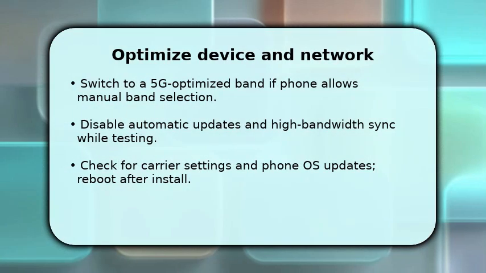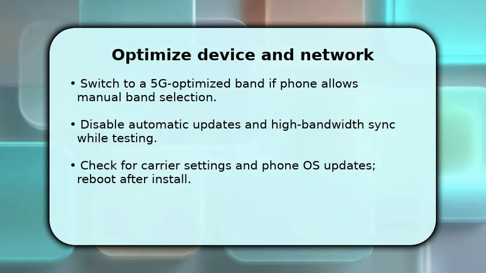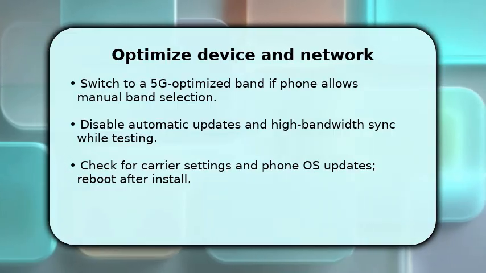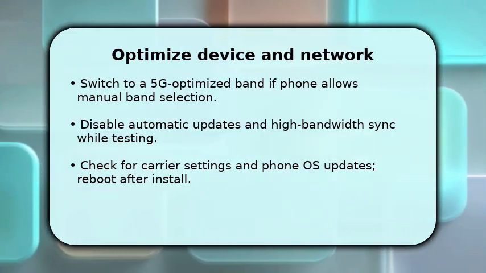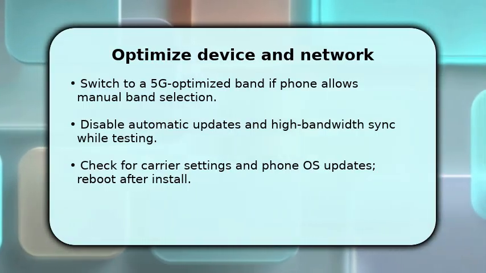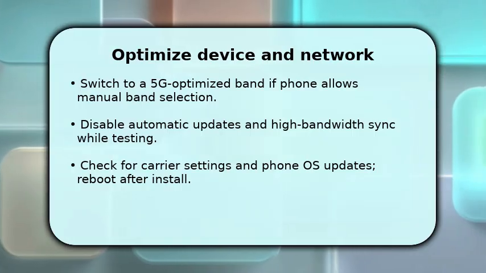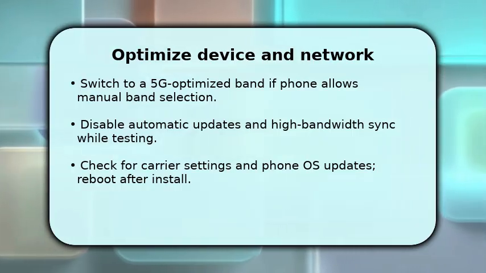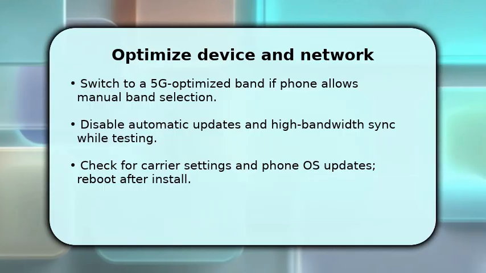Now optimize device and network settings. If your phone supports manual band selection, choose the 5G band used by Geo in your area. This reduces fallback to crowded LTE. Once selected, disable automatic app updates and cloud sync so they don't saturate the uplink during testing.